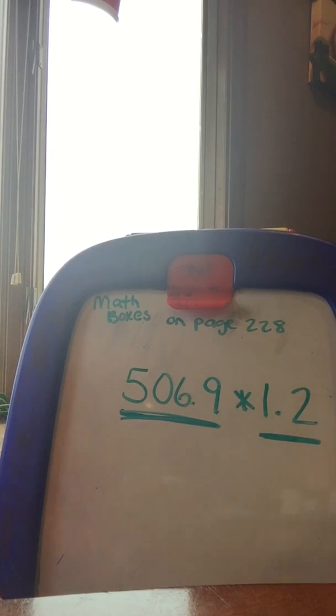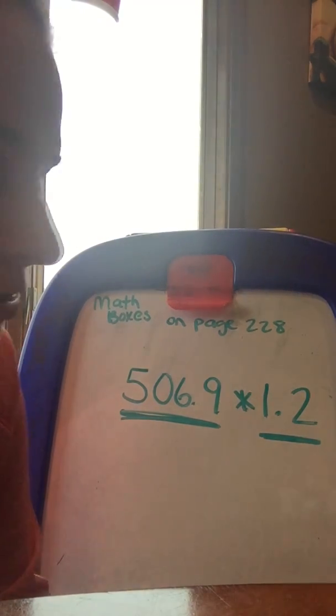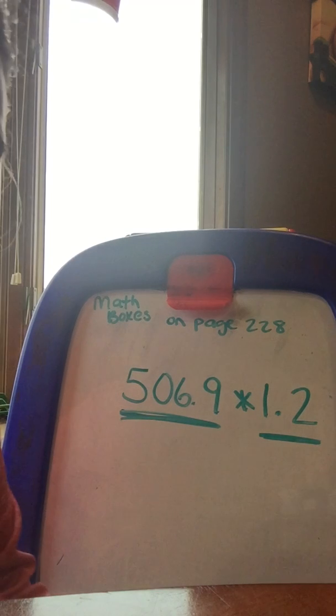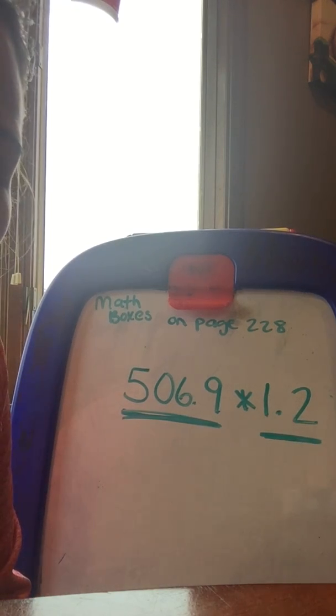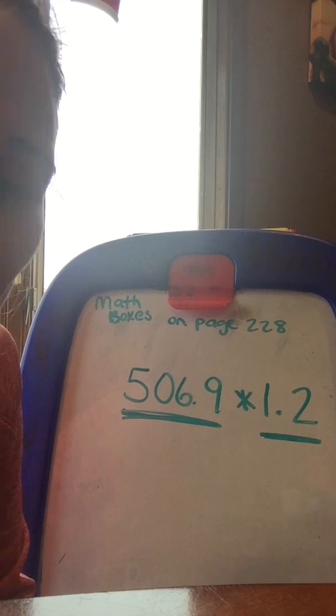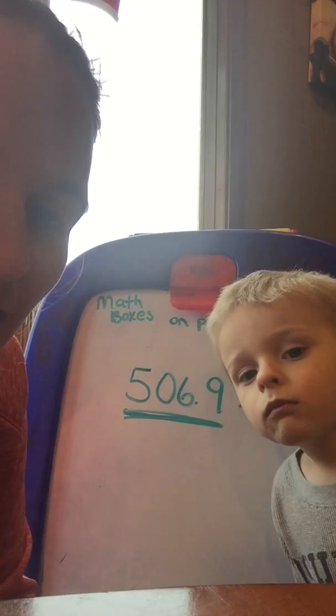If I were to explain it, I would have said that I kept 506.9 the same, and I changed 1.2 to 1, and I knew that anything times 1 was that number, so I knew that the answer had to be close to 506 and 9/10.